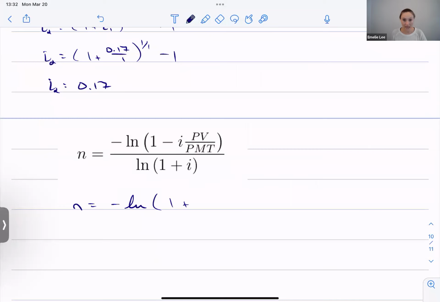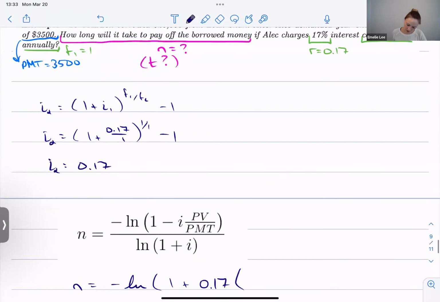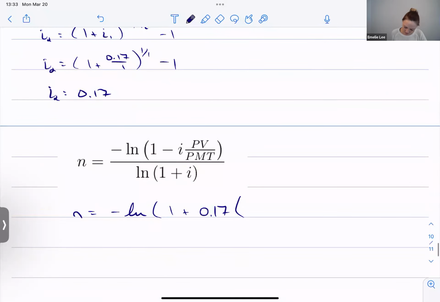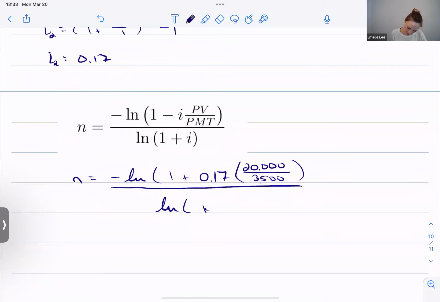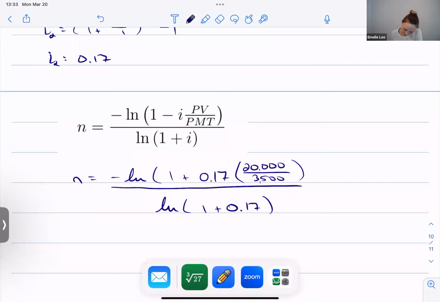1 plus I, which is I2 now, 0.17, times the present value, which is 20,000, divided by the payment amount, which is 3,500, divided by the log of 1 plus 0.17. Okay. Can plug these in.